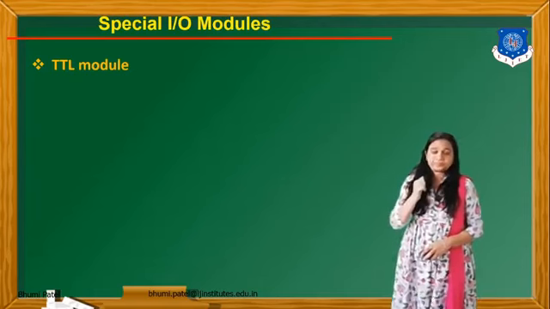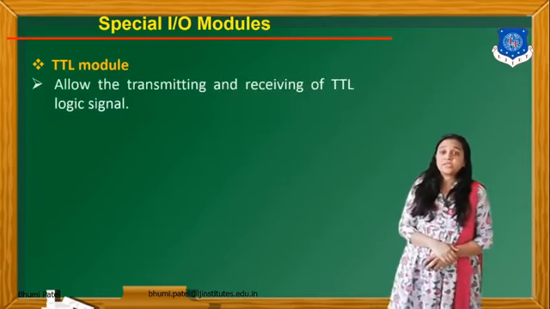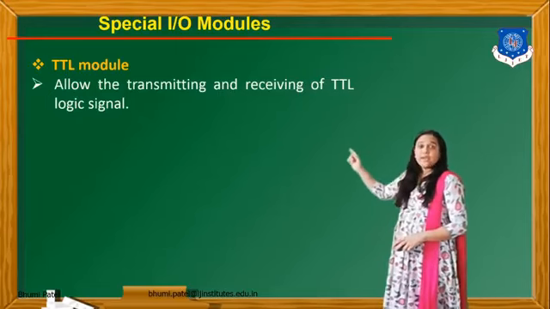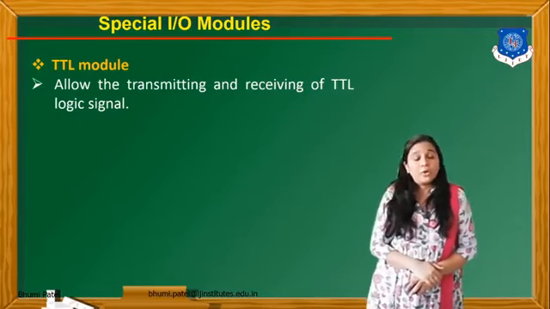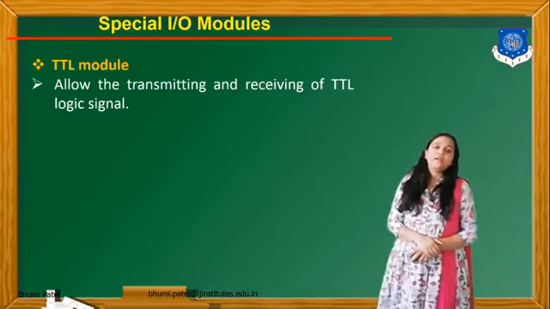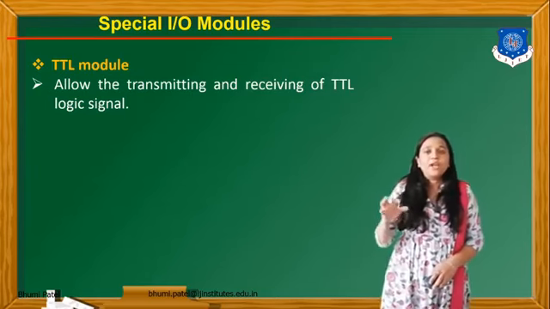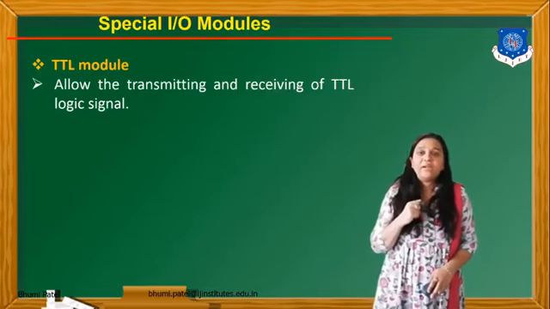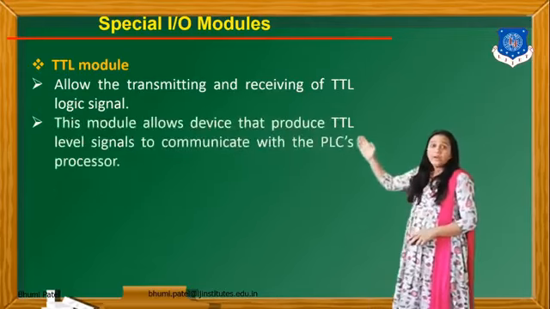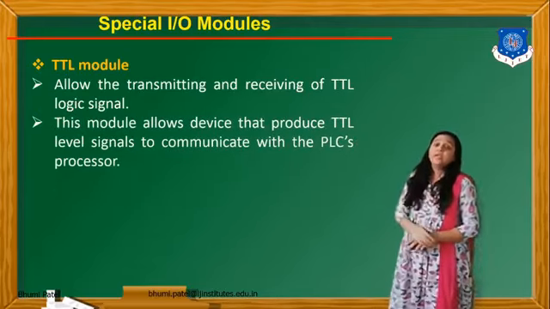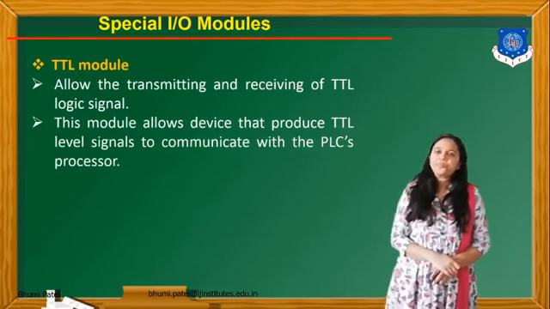This type of transistor logic you have studied in the digital logic system. So it allows the transmitting and receiving of the TTL logic signal. Okay, so if we deal with the general logic symbols like the AND gate, OR gate, NOT gate, it is the normal I/O module. If we deal with the TTL module, we can connect the special I/O modules. This module allows devices that produce TTL level signals to communicate with the PLC processor.